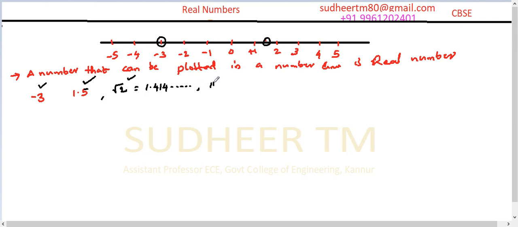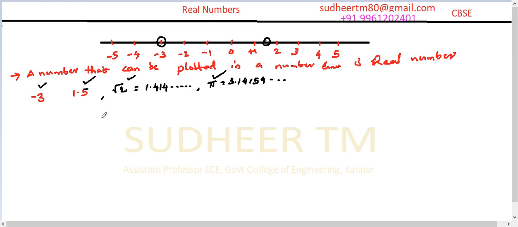And a well-known example, the value of pi, pi is equal to 3.14159, etc. It's also a non-terminating, non-recurring number, even though we can represent this on the number line. And so pi is also a real number. So every number like this, √2 or pi also, we can represent on the number line. We have the basic definition for the real number: a number that can be plotted in a number line is said to be a real number.